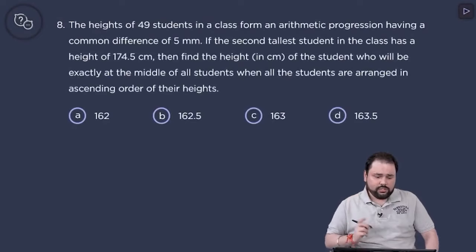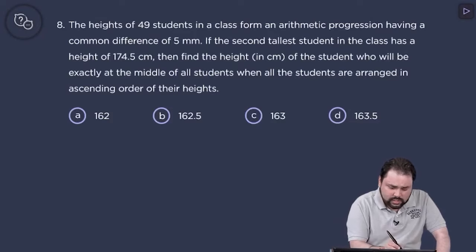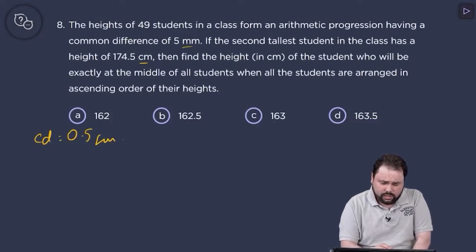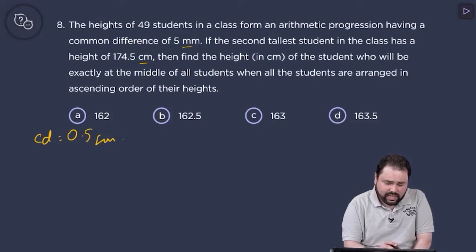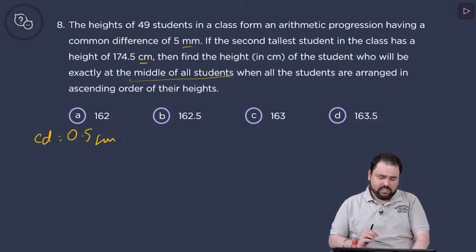Okay, the heights of 49 students in a class form an AP having a common difference of 5 mm. If the second tallest student in the class has a height of 174.5 centimeters. Okay, this is centimeters, this is mm. So common difference 5 mm is 0.5 centimeters. First I'll write that. Then find the height of the student who will be exactly at the middle of all the students when all students are arranged in ascending order.